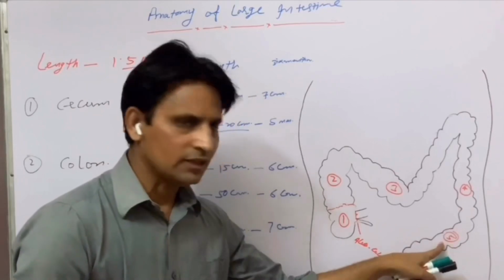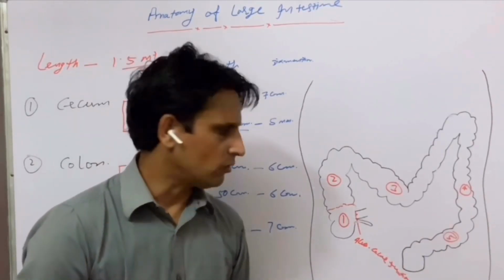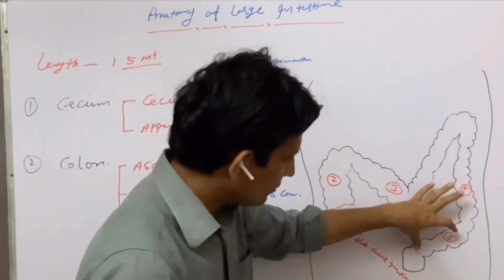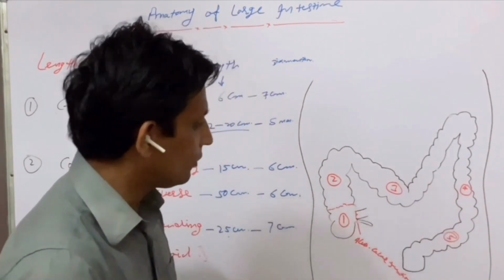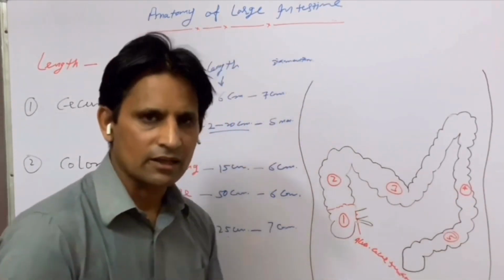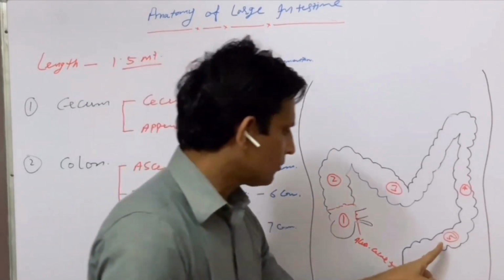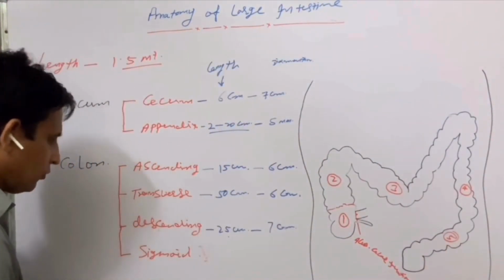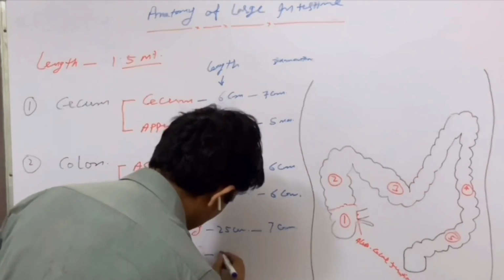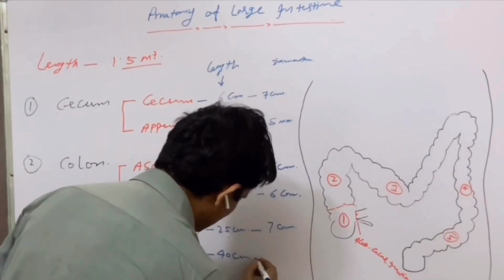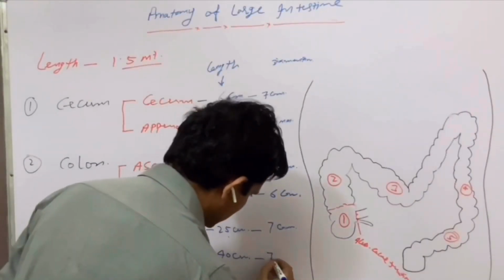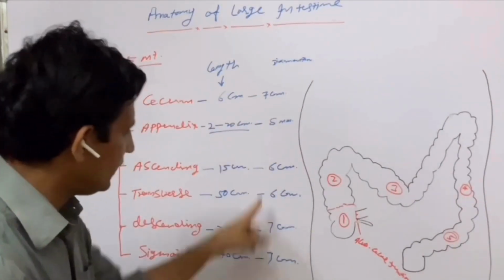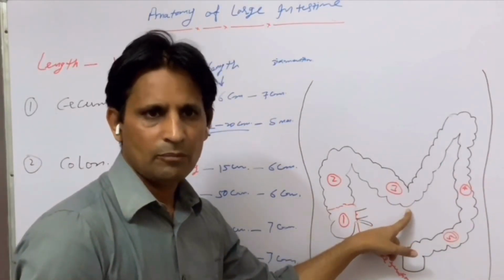And now this part is known as the sigmoid colon. That number 5 part is known as the sigmoid colon. This part looks much smaller, but it's because here it runs posteriorly. So the length increases, but it couldn't be shown here. That's why the length of the sigmoid colon is around 40 centimeters, and the dimension is almost the same as the ascending colon. Right. So these are the basic length and dimension of this particular part.